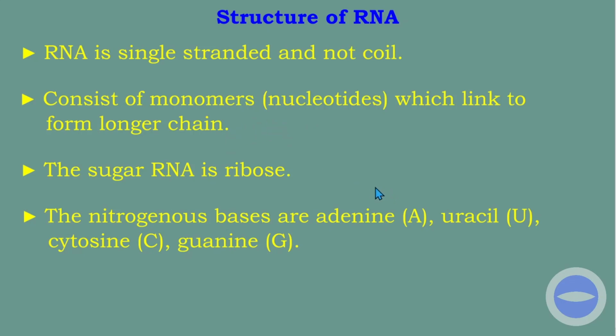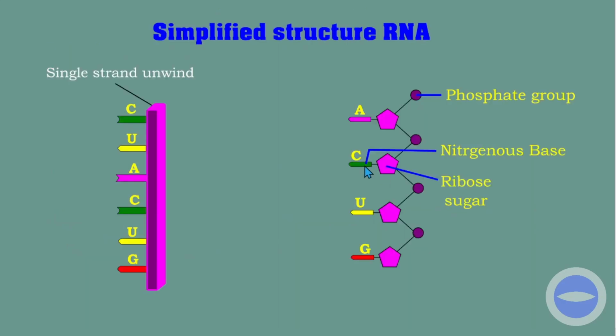The sugar in RNA is called ribose, while the sugar of a DNA is called deoxyribose. That is another difference. The nitrogenous bases of an RNA are adenine, uracil, cytosine, and guanine. Here we've got uracil; in DNA we had thymine. To show you the structure, this is the structure of an RNA. You must be able to label this structure, or draw the structure and label it.